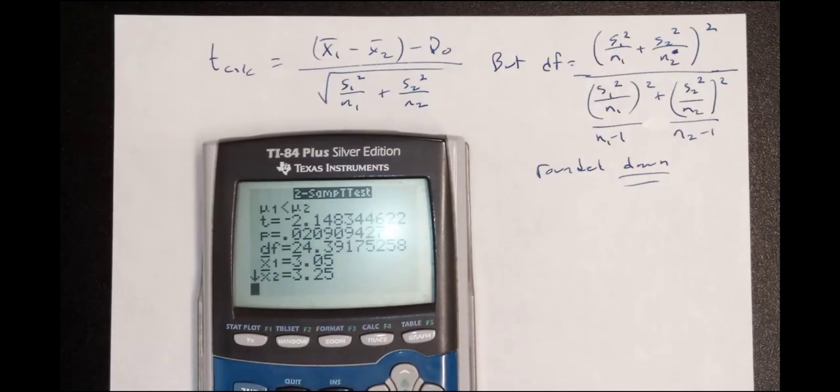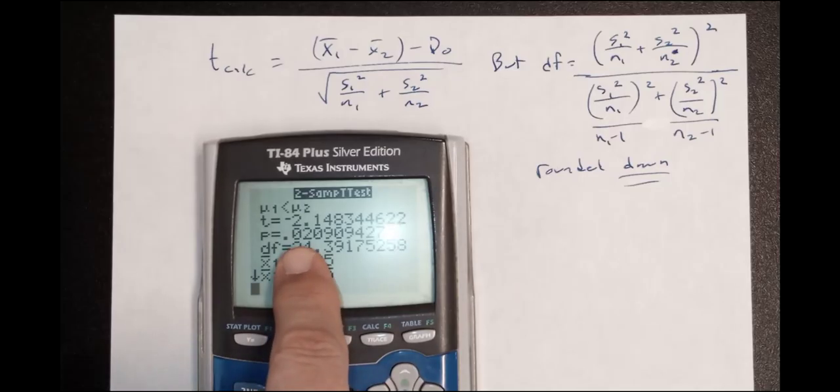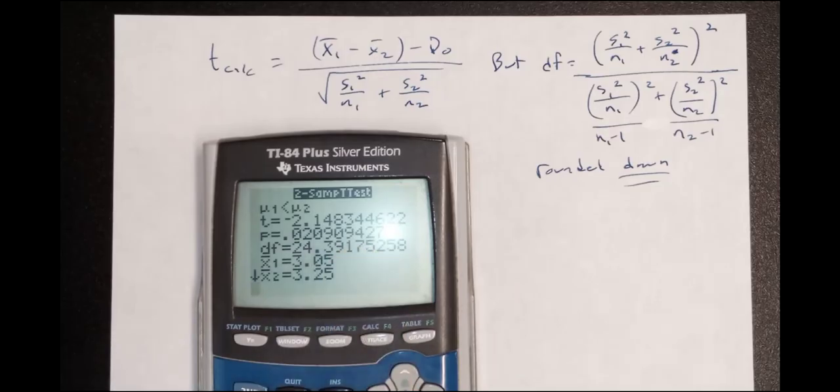Why? Because when we lower our degrees of freedom, the tails get fatter, and so our P value goes up. In this case, it didn't go up enough to make a difference. We would still reject because that's still less than 0.025. I get the same result with an unpooled variance.